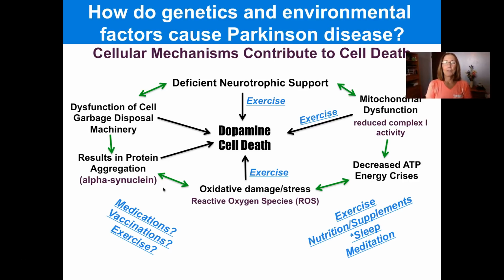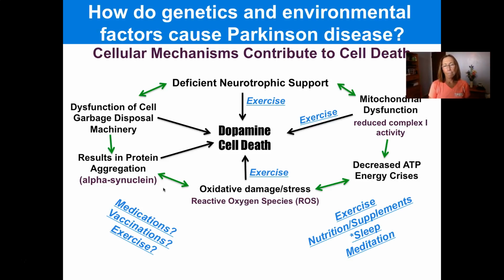So, my favorite figure, I didn't make this interactive, so just ignore the exercise words for now. But there are several different mechanisms that are thought to really trigger cell death. And of course, if you can stop that mechanism from happening, you have a potential cure or a way to stop or halt the disease, which would be neuroprotective.